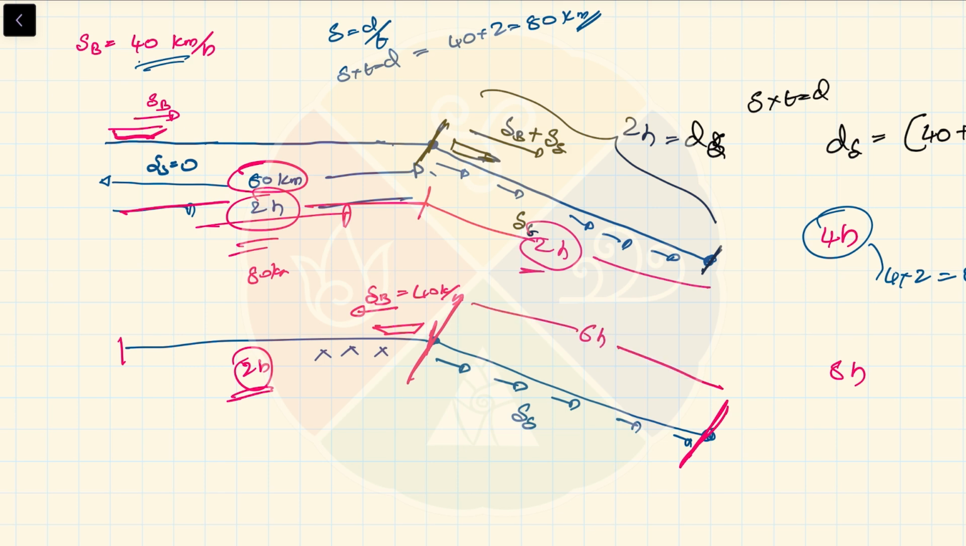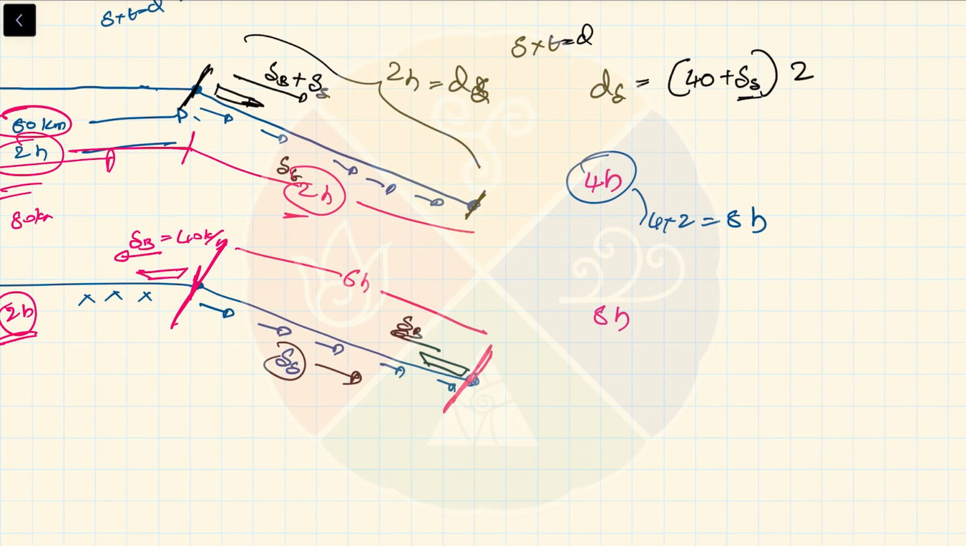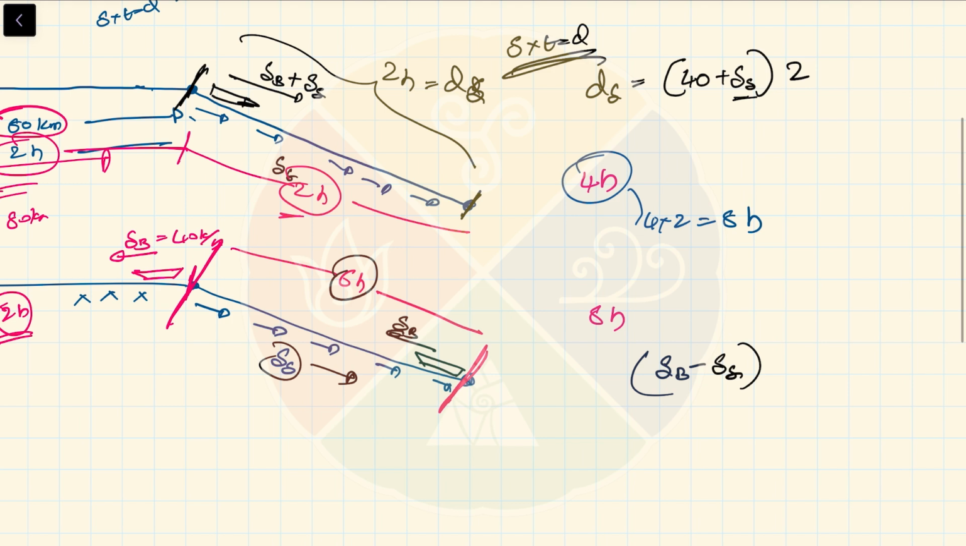Now, what is happening here? The boat is actually going uphill. The guys are trying to row the boat this way, but the stream is trying to push it away. So the effective speed uphill is going to be the speed of the boat minus the speed of the stream. Again, speed into time is equal to distance. The time taken here is 6 hours. Speed into 6 is going to be the distance, which is not going to change, still the same, ds. And for the speed of the boat, I can replace that value with 40.